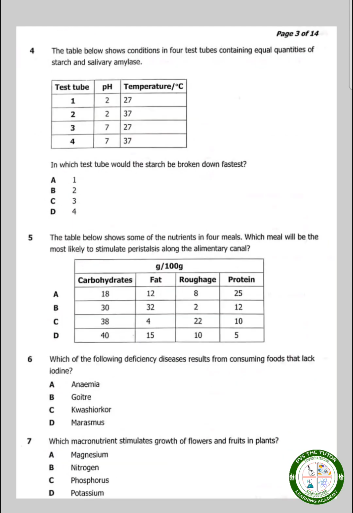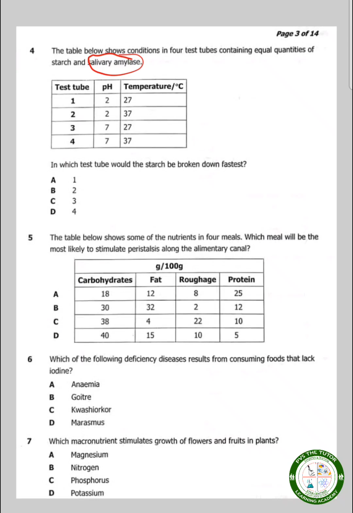Question 4 says, the table below shows conditions in 4 test tubes containing equal quantities of starch and saliva and amylase. So we have test tube 1, 2, 3, the pH is there and the temperature are there. In which test tube would the starch be broken down first? Remember, here they're talking about enzymes. Saliva and amylase is an enzyme. Now, for enzymes to work best, they need to have an optimum temperature of about 35 to 37 degrees Celsius.